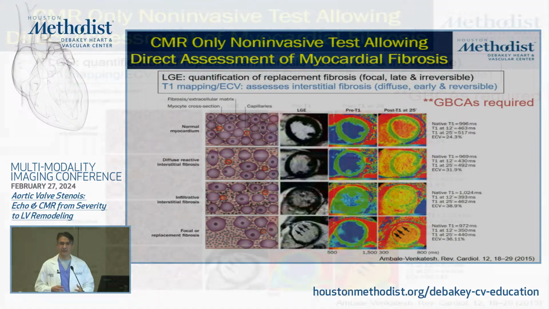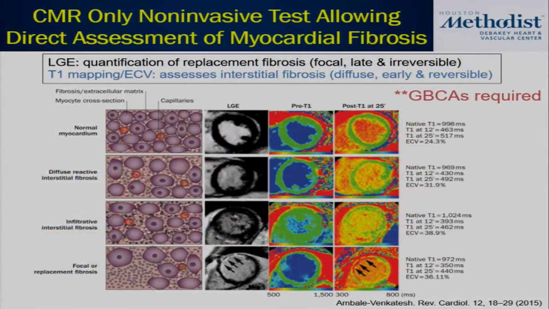Now, isn't it amazing? We have a tool that helps you see scar. We have two types of scar. We have the replacement fibrosis, which is seen by LGE. This is a very late scar that happens. It's completely irreversible. Once you get it, you're stuck with it for the rest of your life.